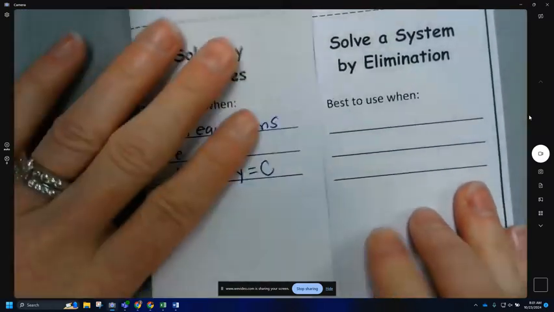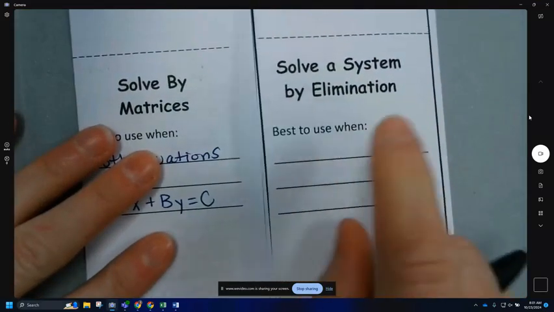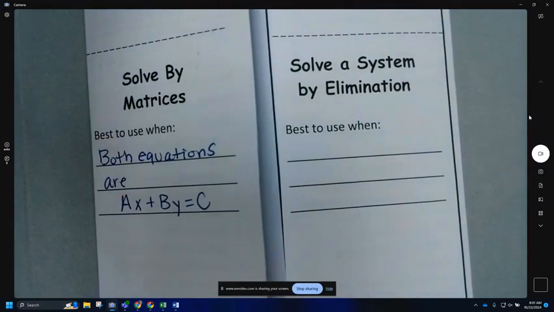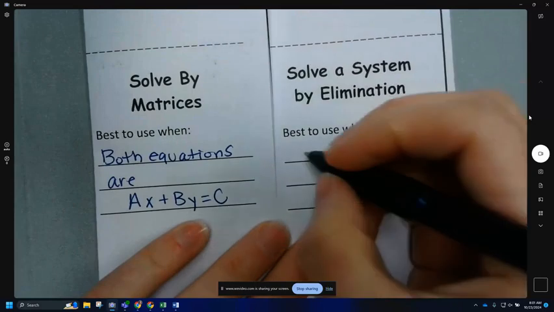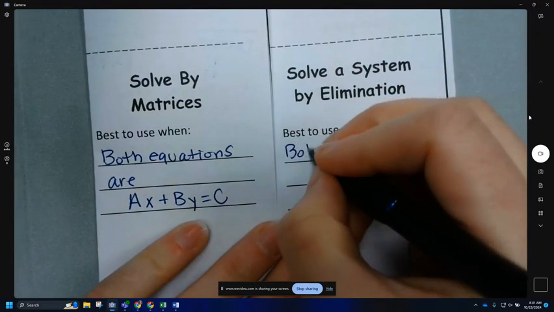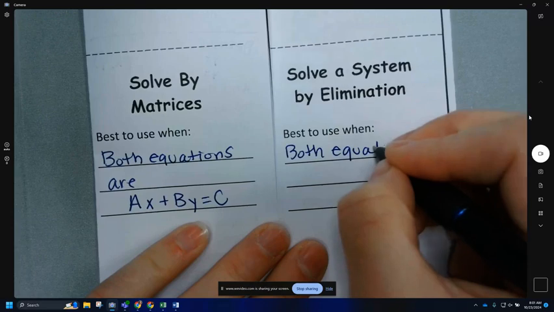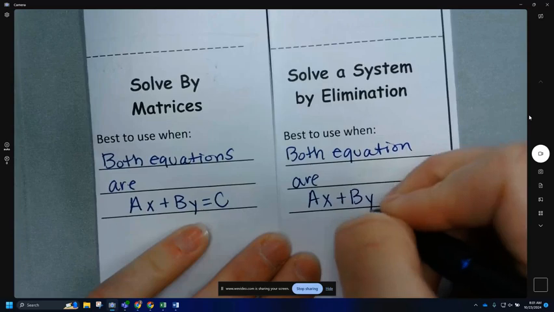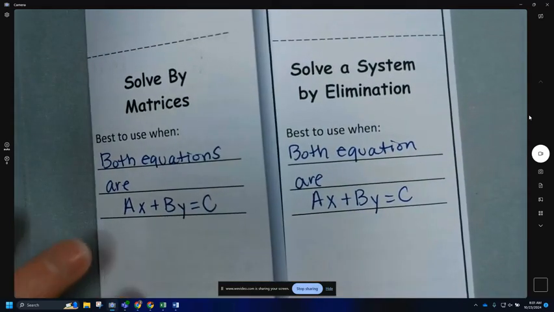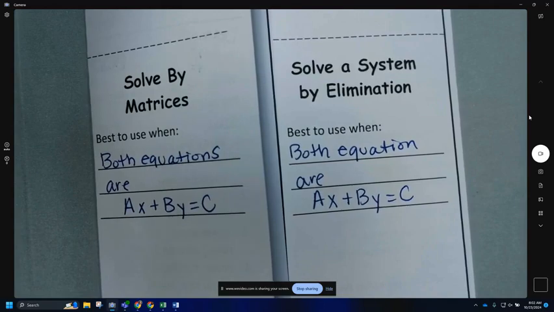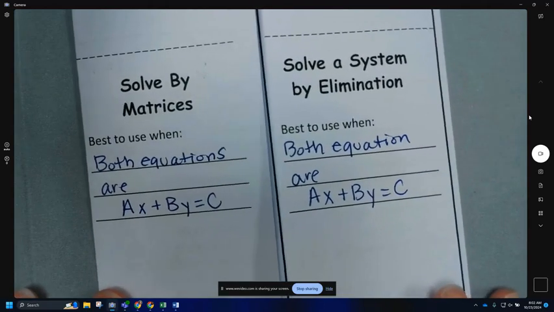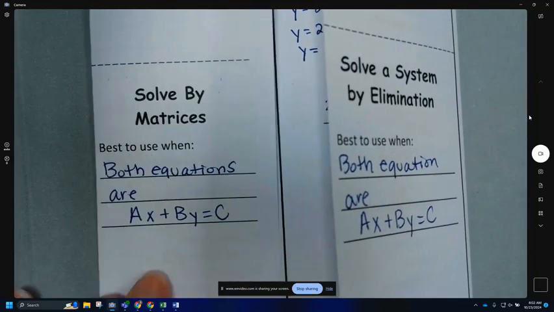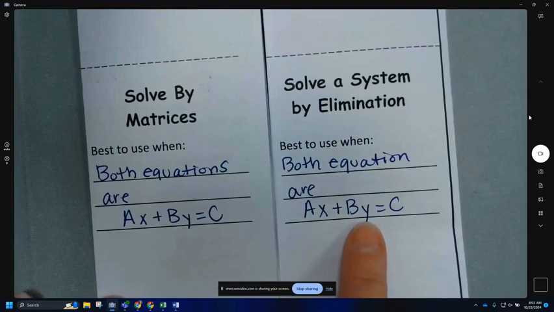Okay, next one, solve by elimination. This is a new method, but you don't have to use this method. You can also use matrices. It's best to use when both equations are ax plus by equals c. I'm going to go ahead and show you what elimination looks like, and then you decide how you want to do it. If you want to do matrices, you can always use matrices when it's in ax plus by equals c.